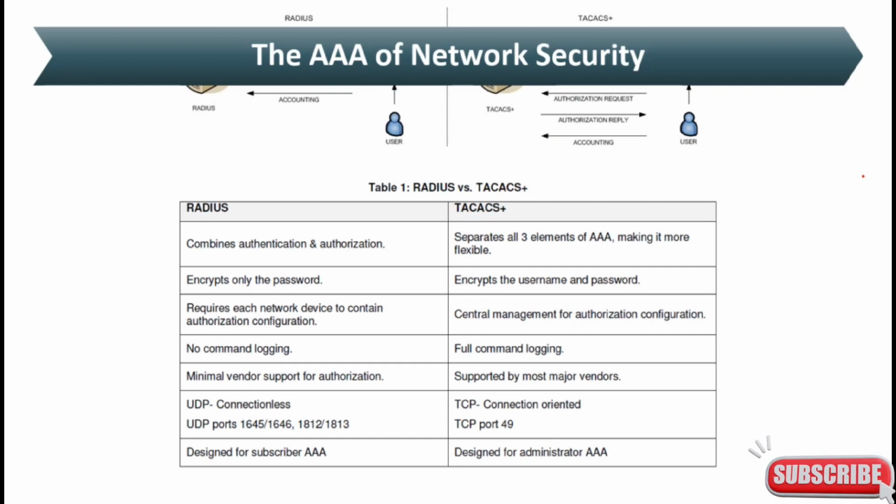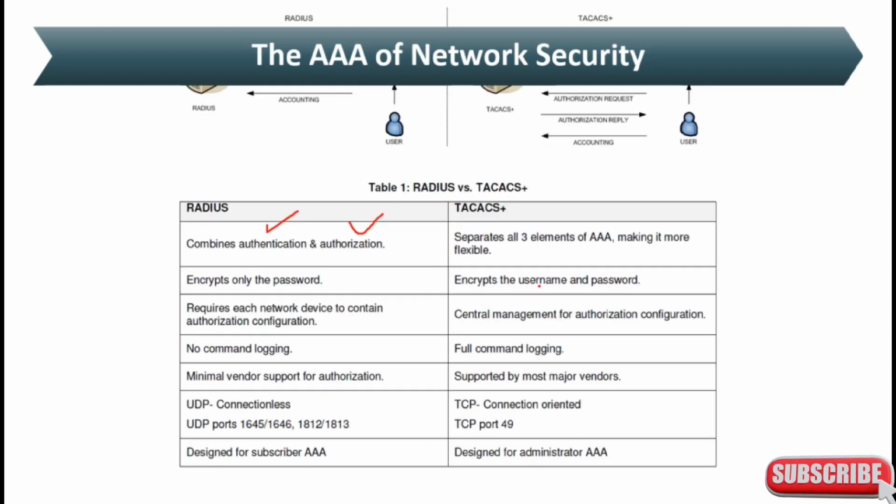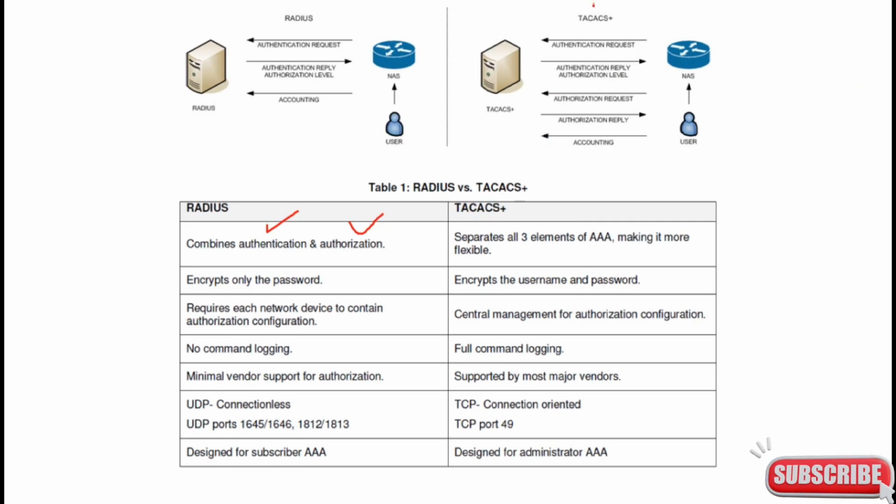Now here's the difference between Radius and TACACS+. Radius combines only authentication and authorization. It does not store any kind of record. If you go here, you can see the record was received, which means it is also accounting. It is also storing that. So TACACS Plus actually stores everything. It authorizes the user, it authenticates the user, and it also keeps the record.